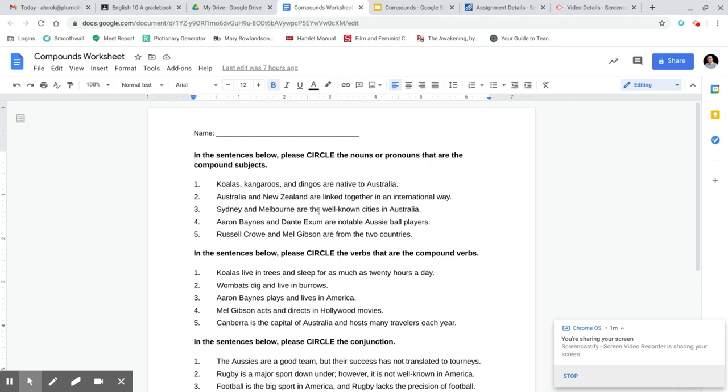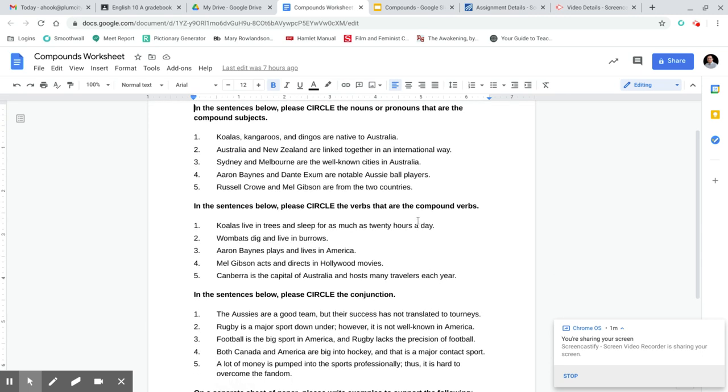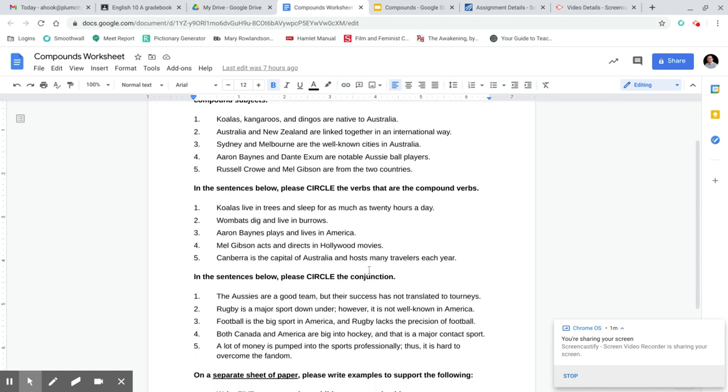Now for the second one, please circle the verbs that are compound verbs. You would highlight the verbs that are compounded with each other. And remember, there will be a conjunction between them. So again, if we look at the fifth one, Canberra is the capital of Australia and hosts many travelers each year. So the compound verbs are is and hosts. So you would highlight the word is as well as the word hosts, and then that would suffice for the compound verbs.